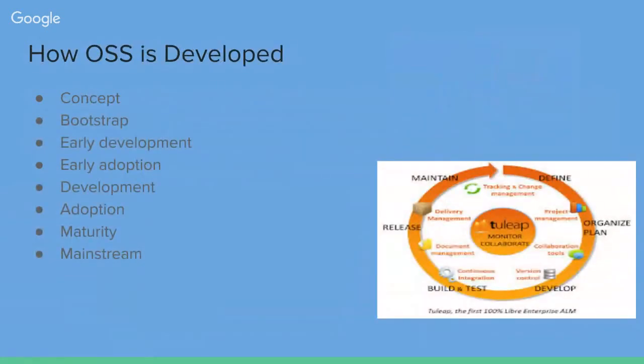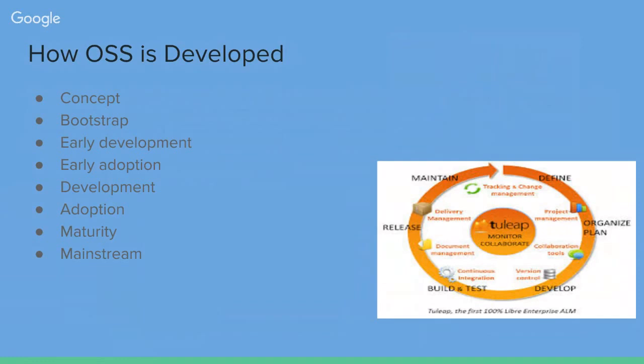So how is open source software developed? Well, it starts with a concept. A concept is just an idea that's batted around by a few people, and finally one or two people decide to begin working on it, and that's when it becomes bootstrapped. And that's when you'll have one to two main contributors to an idea, to a concept, and once they begin working on it, then you'll have early development.